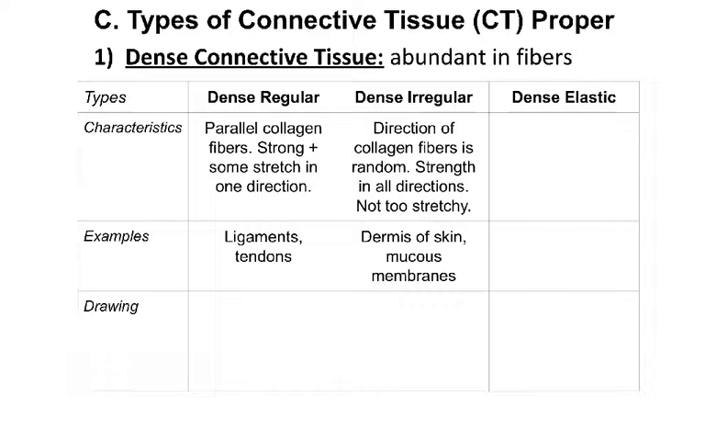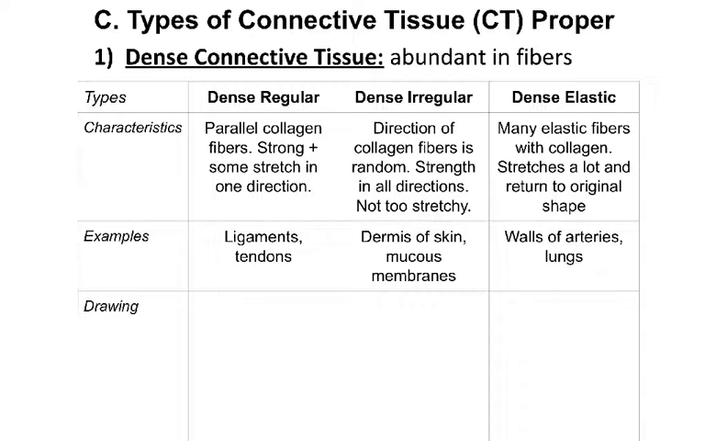Your dermis in your skin, which is the layer of your skin underneath the topmost layers, has a lot of dense irregular tissue in it. And because the fibers run in all directions, there are a lot more holes in dense irregular tissue, which gives it the opportunity to have more blood flow. And dense elastic is the last type of dense connective tissue.